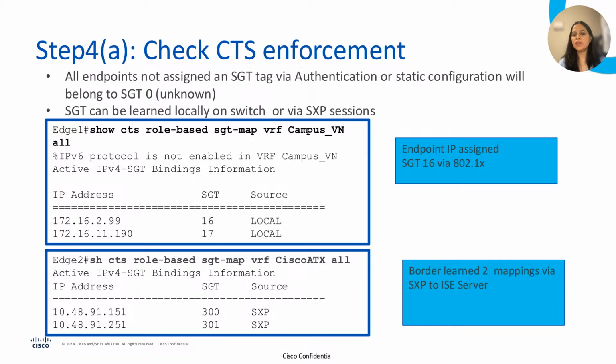172.16.11.190 got an SGT of 17, and the source is local, which means the switch itself. And 10.48.91.151 has a tag of 300 where the source is SXP. So this is another thing that we must check, and this is a very important command that you should have handy, and it is very often used in SGT or SDA troubleshooting. So checking the CTS enforcement is a very important step.